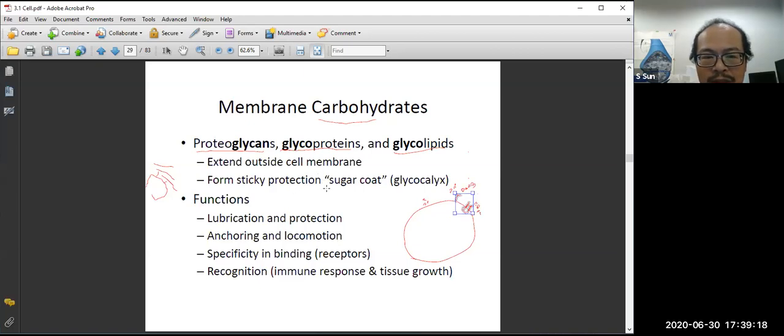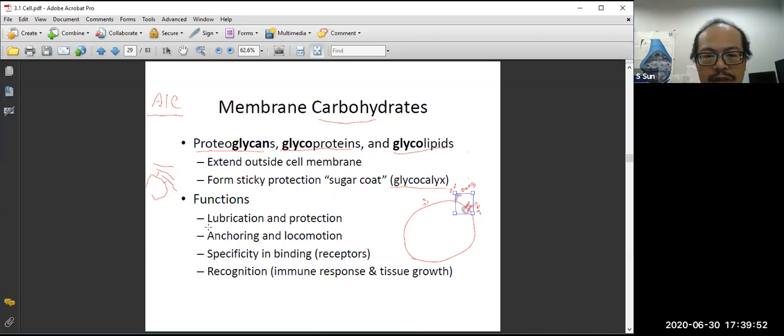Sometimes it also forms this sticky protection, a sugar coating. So for example, have you ever heard about the A1C? A1C is a term for diabetes. That is how much glucose coats the red blood cells. And this is also called the glycocalyx.